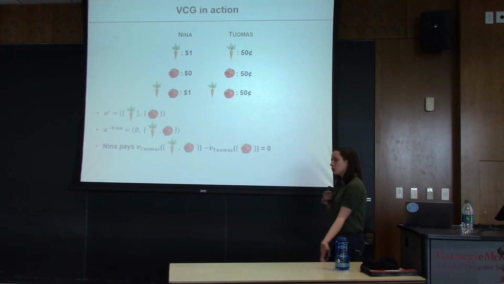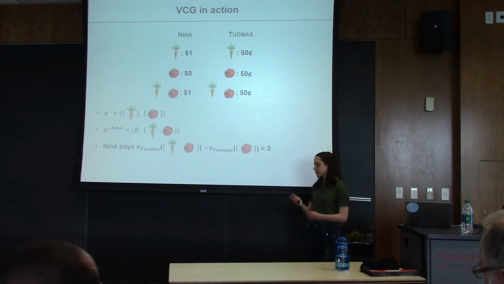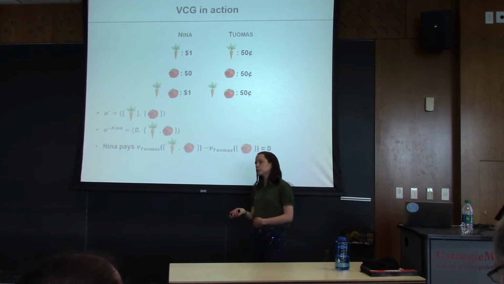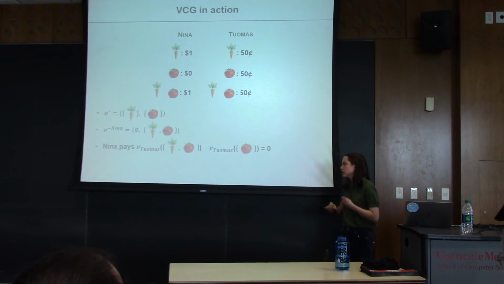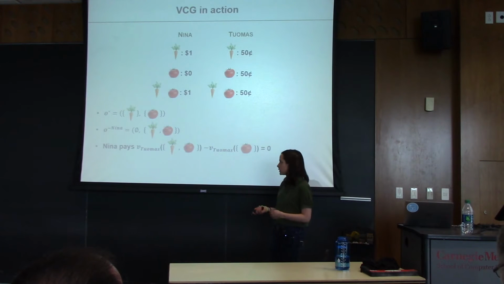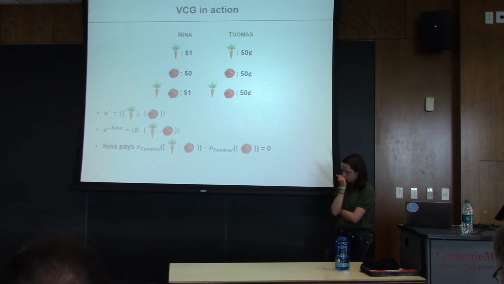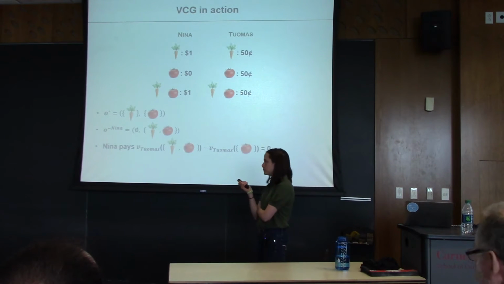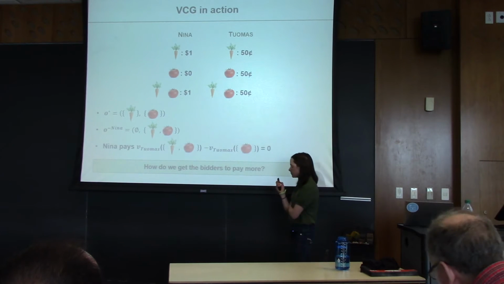And since our goal is revenue maximization, this is kind of unfortunate because Nina values her allocation at $1. So it would be really nice if we could somehow adjust this auction to force Nina to pay 99 cents. That would be great. In this, we are assuming that the valuations are monotone. So how do we get the bidders to pay more?